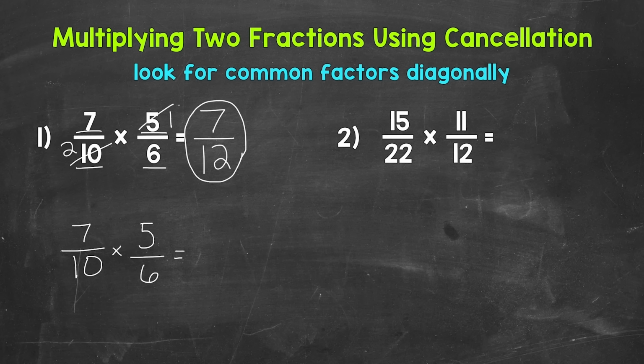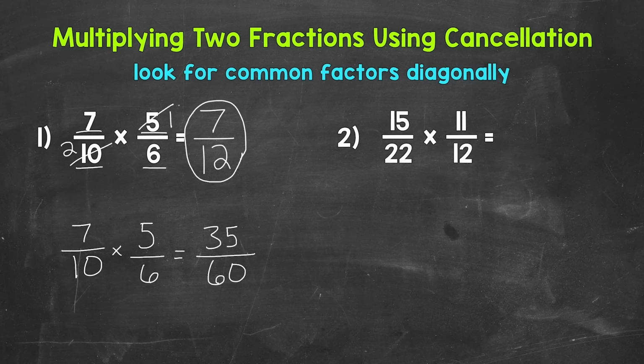So let's multiply straight across, again without using cancellation. We will start with the numerators. So 7 times 5 is 35. Now for the denominators, 10 times 6 is 60. So we get 35/60ths, which is different than when we used cancellation. Well, 35/60ths isn't in simplest form, so let's simplify.